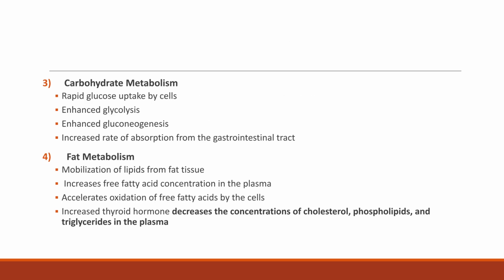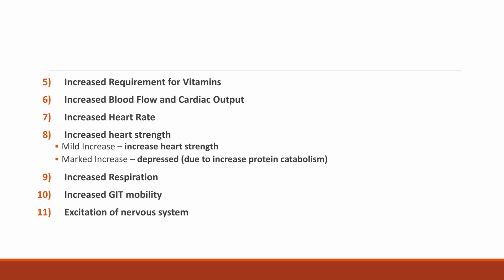In carbohydrate metabolism, thyroid hormones enhance glucose uptake, glycolysis, gluconeogenesis, and absorption from the gastrointestinal tract. In fat metabolism, they mobilize lipids, increase free fatty acids, and accelerate their oxidation, which decreases plasma cholesterol, phospholipids, and triglycerides. Thyroid hormones increase the requirement for vitamins, blood flow, cardiac output, and heart rate. Mild increases in thyroid hormones enhance heart strength, but marked increases can depress it. They also increase respiration, gastrointestinal motility, and nervous system excitation.